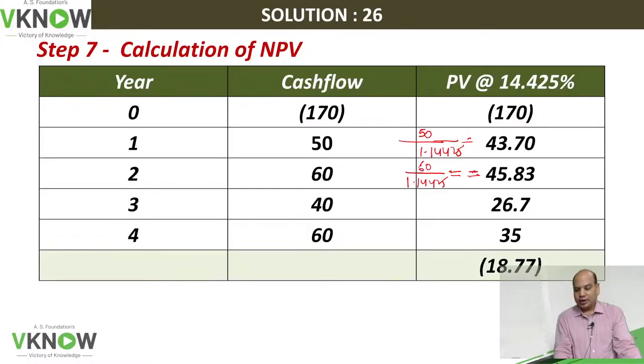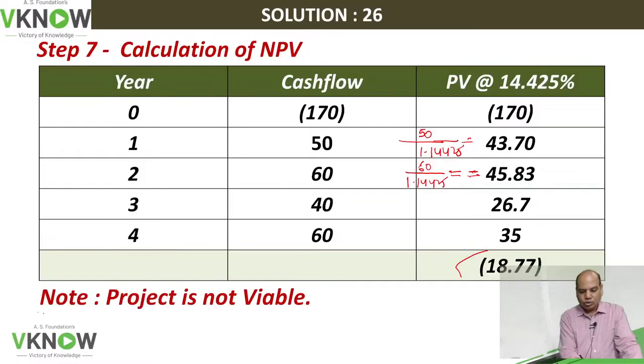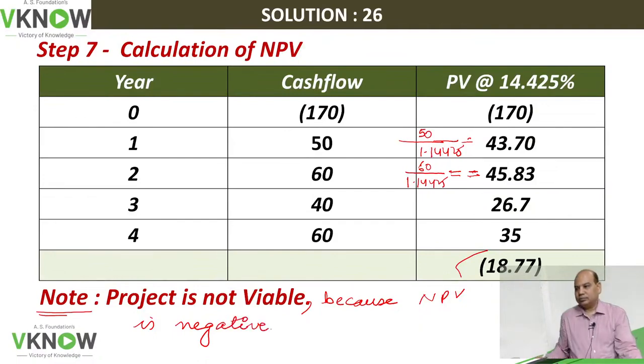18.77 is right. Negative. Very good answer. You got it right. Write the note. Project is not viable because NPV is negative.